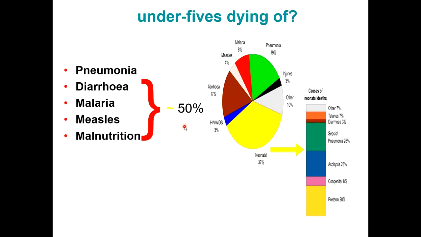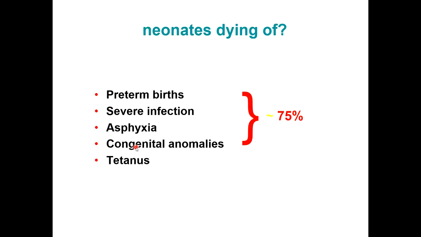And malnutrition actually enters the child into a vicious circle where it exacerbates the presence of measles, malaria, pneumonia and diarrhea, and it reduces the immunity of the child to combat these infectious diseases. So it's an added contributing factor towards the death of the children.